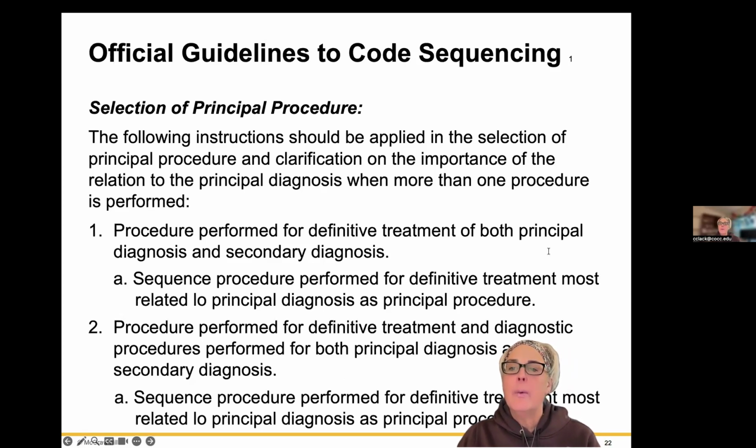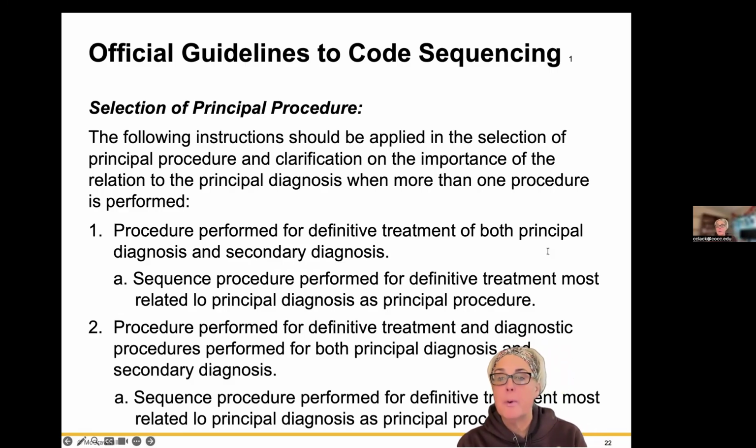So when you have more than one procedure performed, then you want to know how to sequence the remaining procedures appropriately. You base that decision on the relationship to the principal diagnosis and whether the procedure represents definitive treatment versus a diagnosis or supportive services. And here's how you want to apply that guidance on the slide.